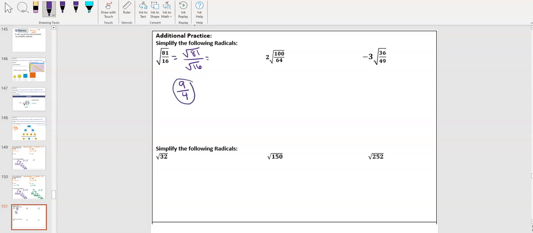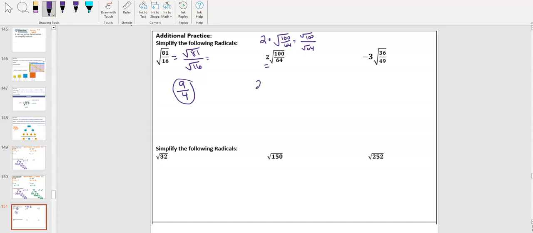Okay, over here I have this extra number in front. So kind of think of it like a mixed number, like a fraction, where that 2 is really being multiplied. Well, not like a mixed number. Think of it more like 2a, like with a variable in front of it where it's being multiplied. So this is really 2 times the square root of 100 over 64, or the square root of 100 over the square root of 64.